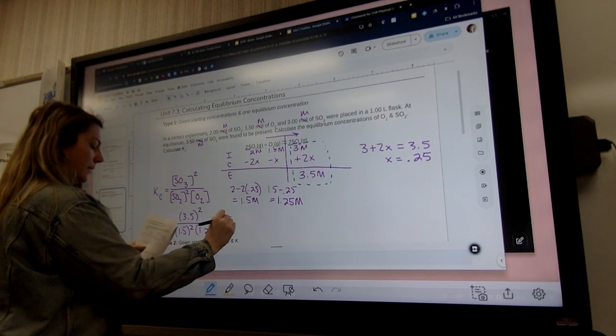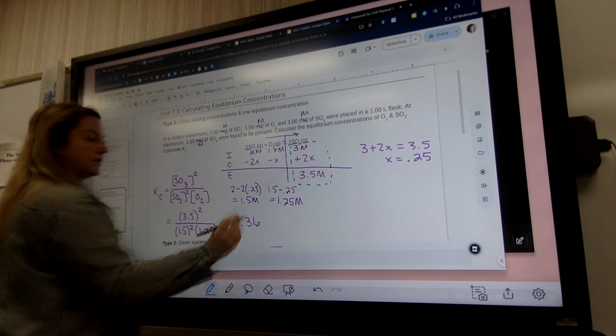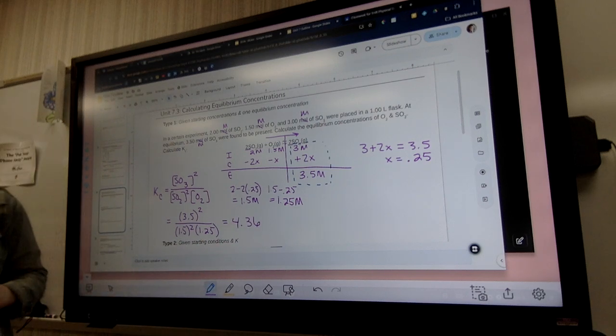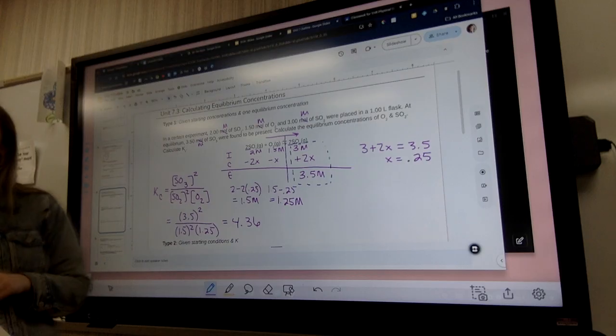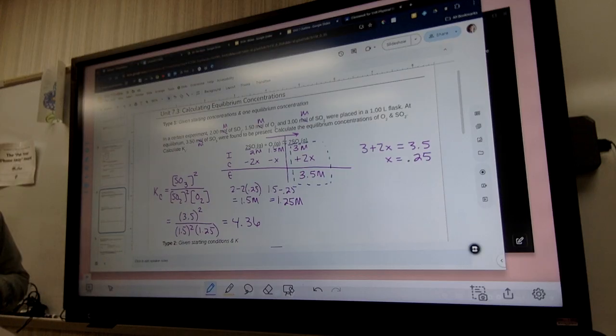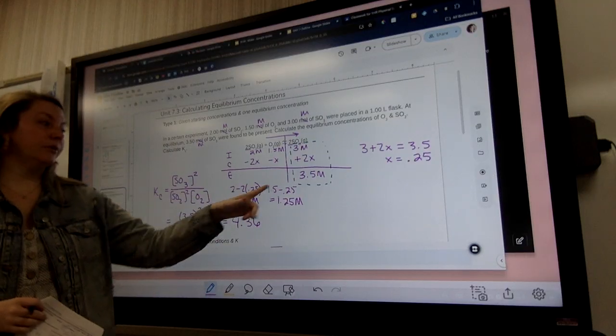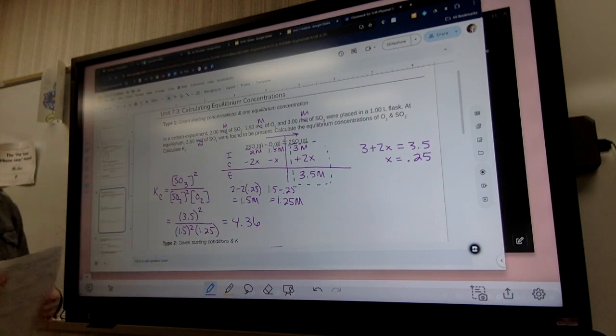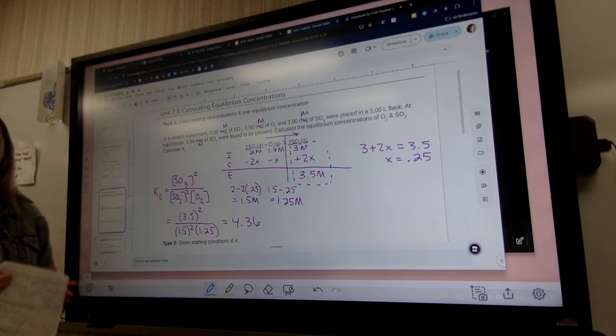Okay, I ended up getting 4.36. It is a number larger than 1, so remember it does favor the product. So at equilibrium, we should have a higher concentration of products than reactants. If we look, we do. Okay, so that's our first type of ice table.